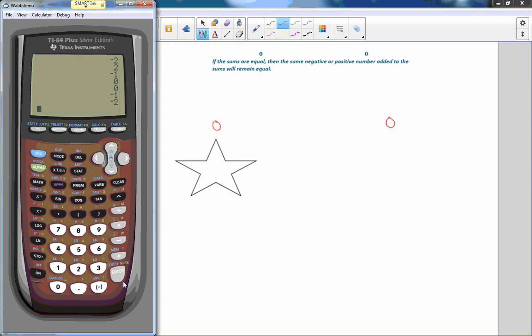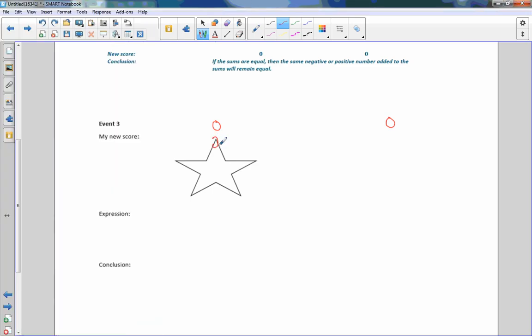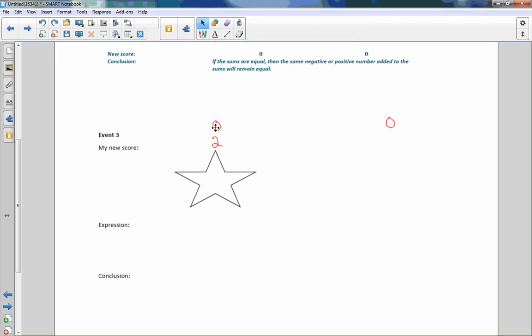So I'm going to hit enter until I get a positive number. And there it is, 2. So I'm going to add 2 to this one. Okay. And I'm going to add 2 to this one. So 0 plus 2 is obviously 2, and 0 plus 2 is obviously 2.